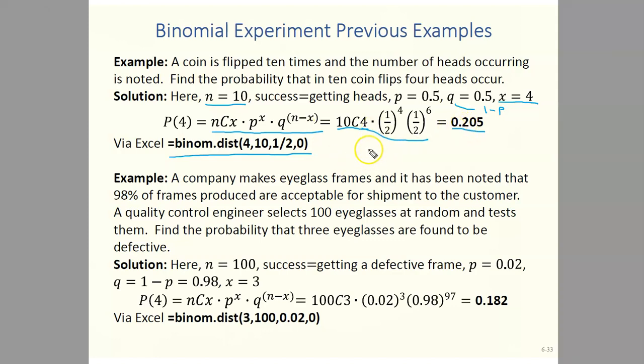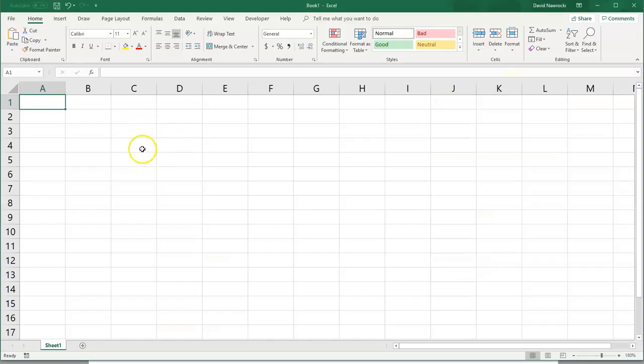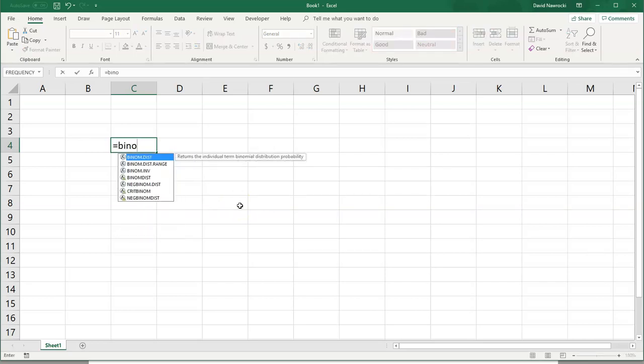Let me show you how to do that with Excel. So here we have an Excel spreadsheet. Just pick any cell, and if we type in equals binom, you see you get your binomial distribution appearing here, tab. Now it tells you what to enter. The number S that you're looking for, the number of successes. So we want 4 successes in this case. The number of trials is 10. The probability of a success is 0.5 in our case.